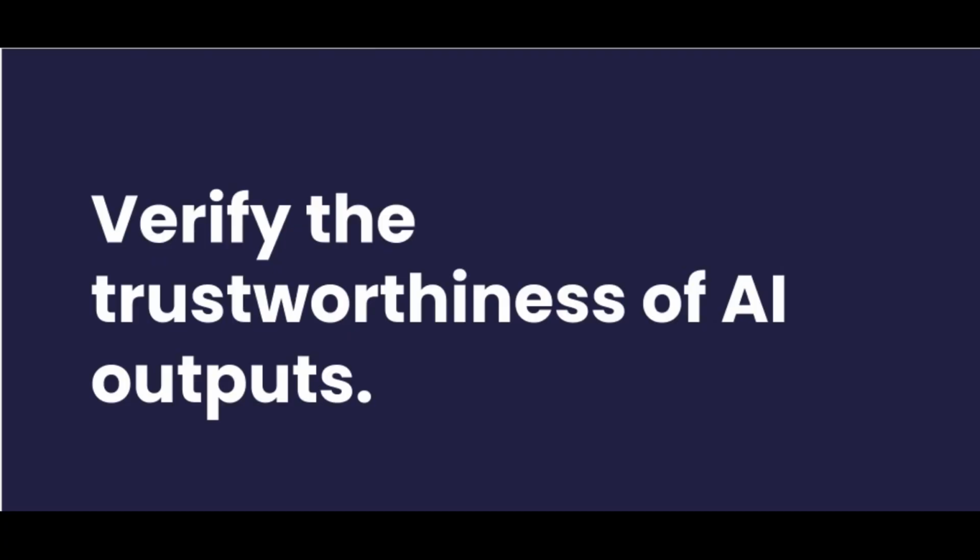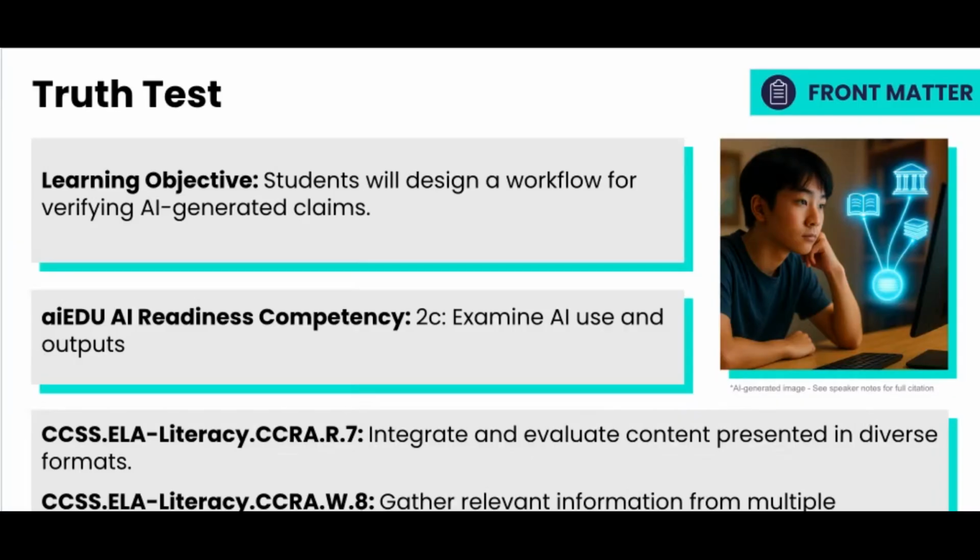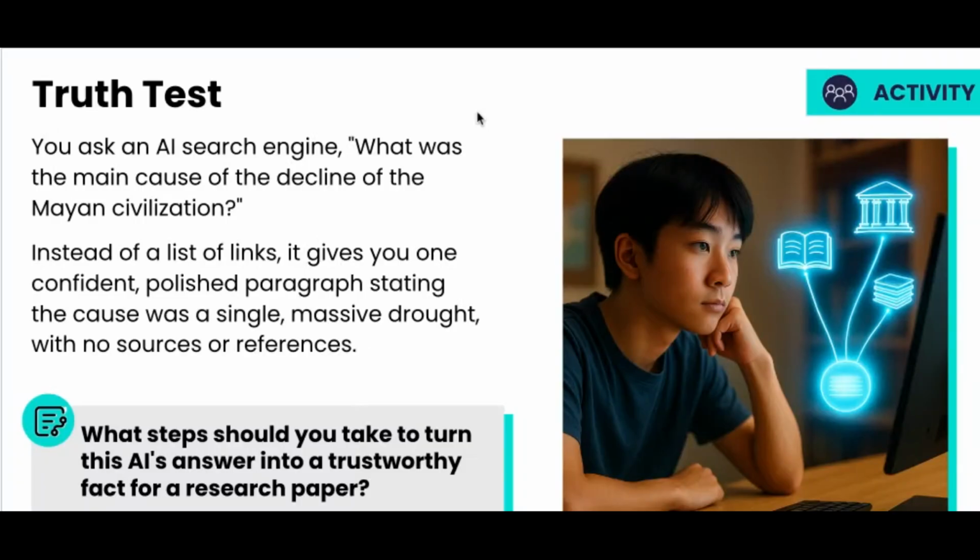Lesson number 1: how do we verify the trustworthiness of AI outputs? This is the front matter for the teacher. We can see what the experience is. And now here's what the students are going to do. What was the main cause of the decline of the Mayan civilization? It gives you one confident, polished paragraph stating that the cause was a single massive drought with no sources or references. Bit of an issue. What steps should you take to turn this AI's answer into a trustworthy fact for a research paper?